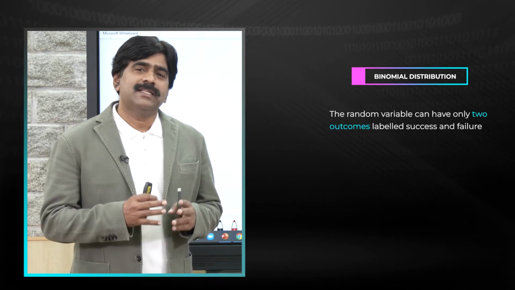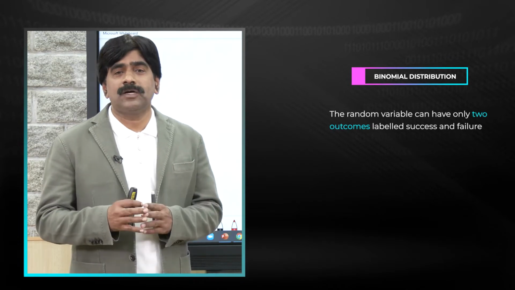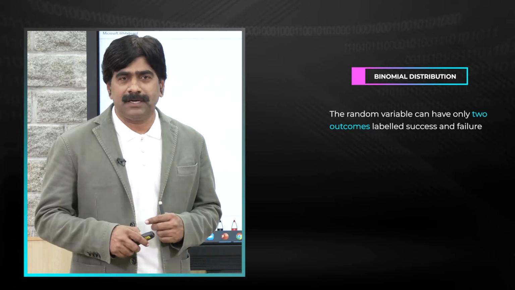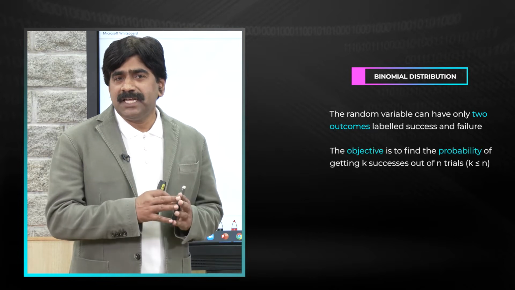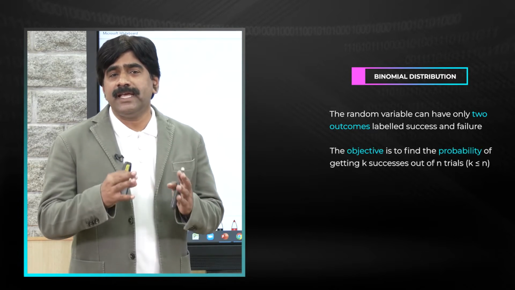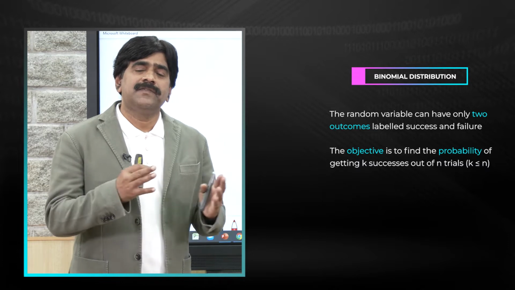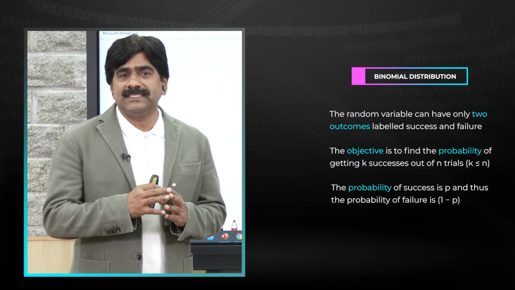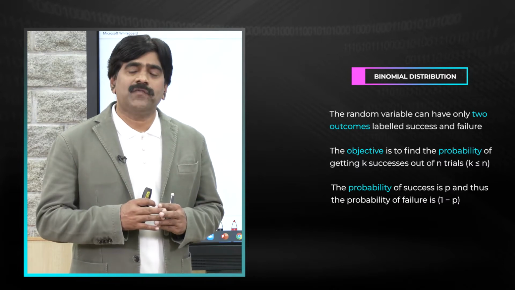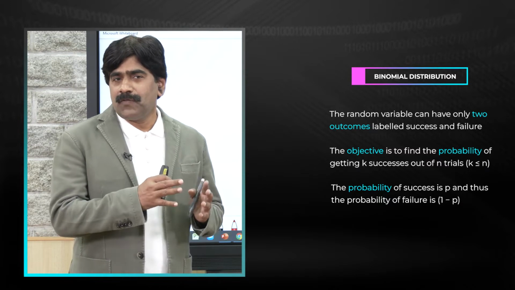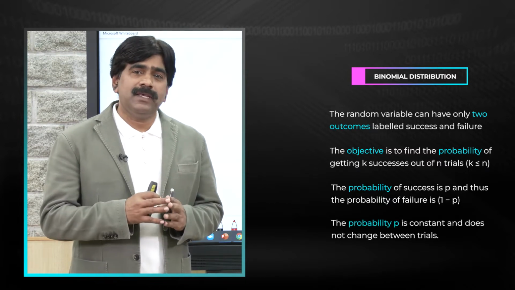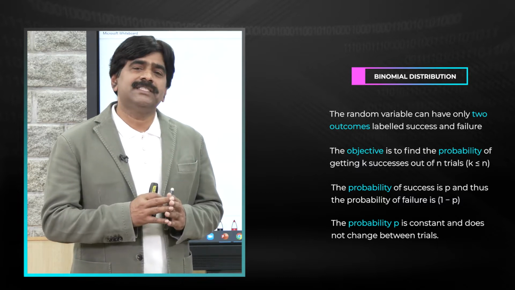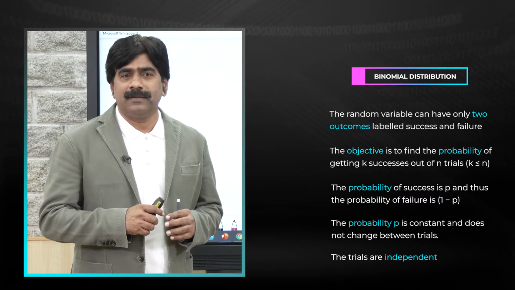The first one is the random variable can have only two outcomes, usually labeled as success and failure, also known as Bernoulli trials. The second is the objective is to find the probability of getting k successes out of n trials, where k is less than or equal to n. The third one is the probability of success is p and thus the probability of failure is 1 minus p. The fourth condition is the probability p is constant and does not change between trials. The fifth condition is that the trials are independent.